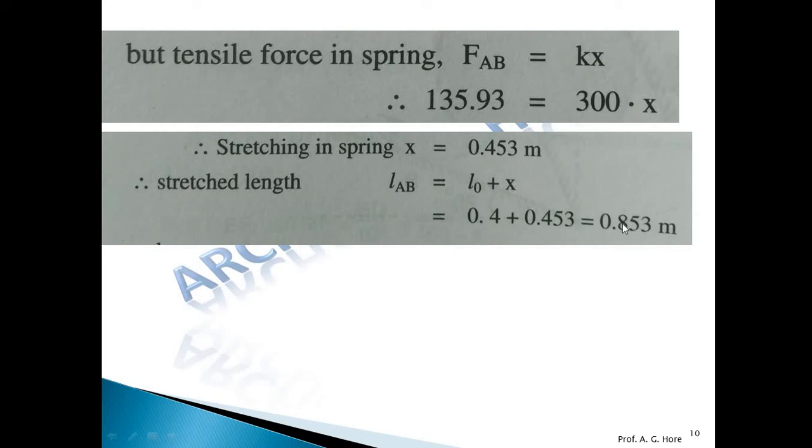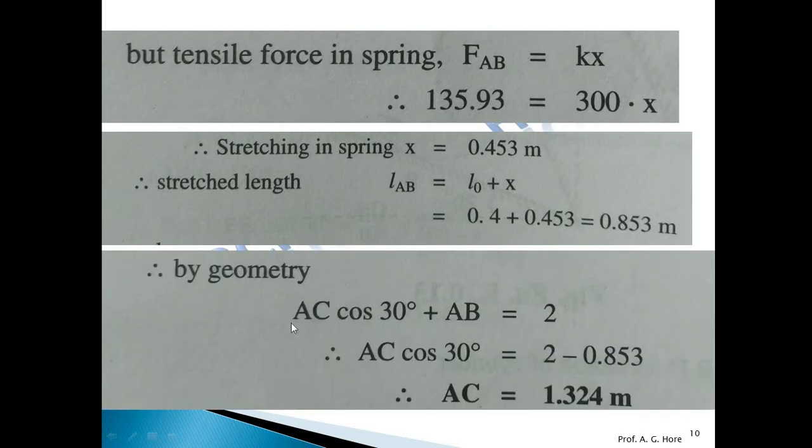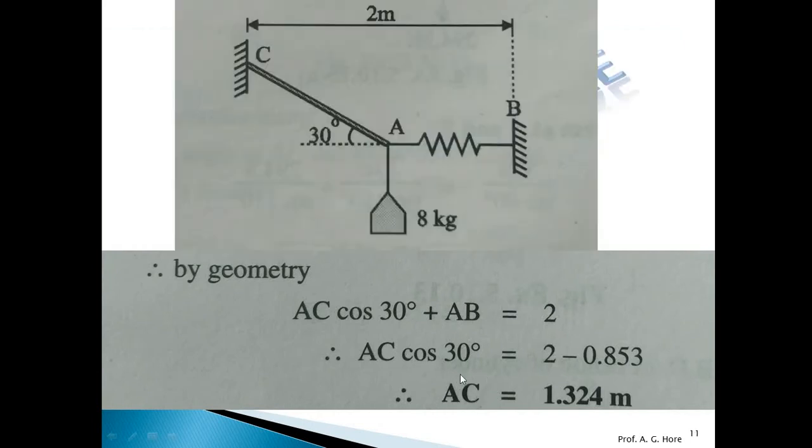Now if we get the length, then after subtracting it from 2, we will get that adjacent side of AC. So the adjacent side is AC cos 30 plus AB is equal to 2 meter. So AB we have got here, that is 0.853. After subtracting it from 2 and dividing by cos 30, we will get the length of AC. Or by geometry here, AC cos 30 plus AB is equal to 2, this length here. Subtract it and divide by cos 30, and the length of AC will be found, like this. So this is the answer: the length of AC is 1.324 meter.